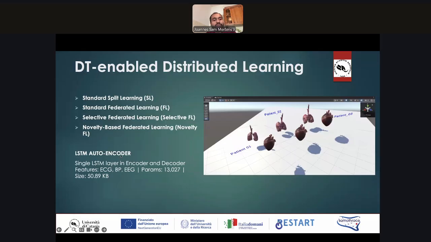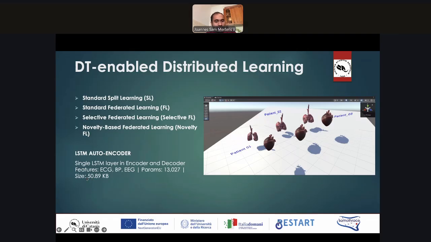Again, we used a simple LSTM autoencoder, meaning that each patient has a digital twin, and each digital twin has a personalized LSTM autoencoder, which in real time receives the heart rate and lungs data. If this autoencoder detects any anomalies, that is, any irregularities in the patterns, it is going to alert the doctor or the patient. This is the reason for having an LSTM autoencoder in the digital twin of the patient.